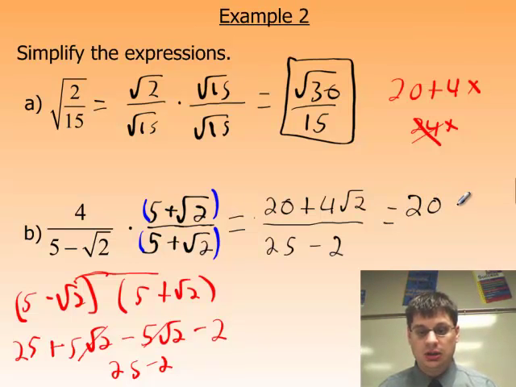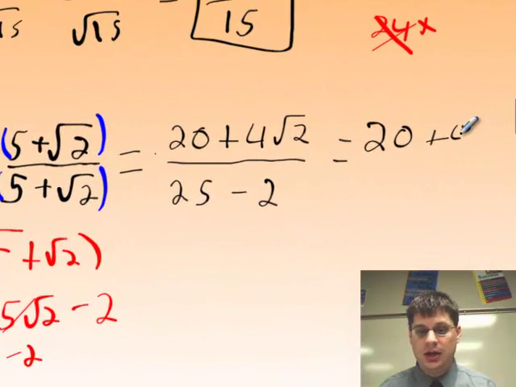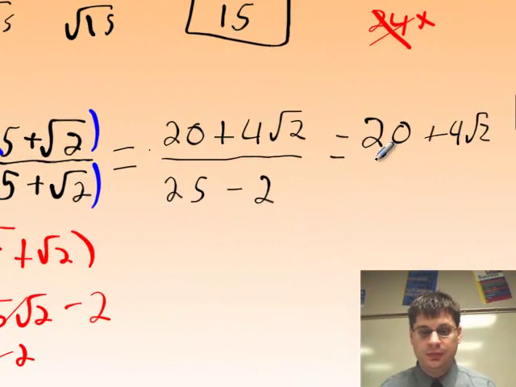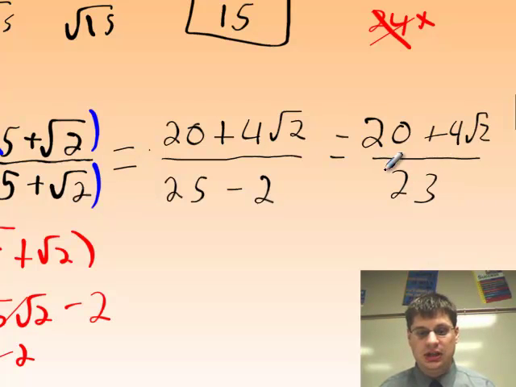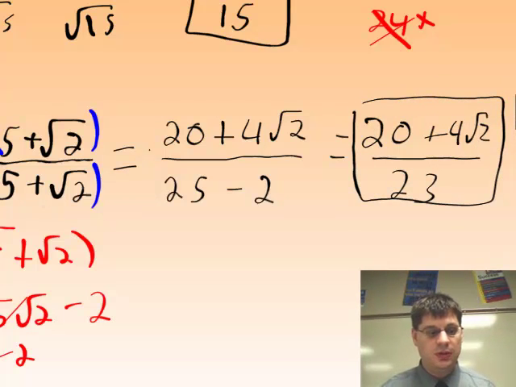So I'm just going to keep it as is, 20 plus 4 square root of 2, divided by 25 minus 2, which is going to give us 23. And look, can I reduce anything? Does anything divide both the numerator and the denominator? No. So that's going to be my simplified expression.